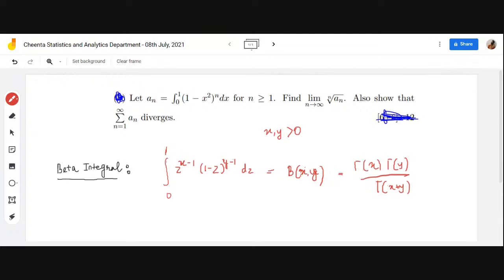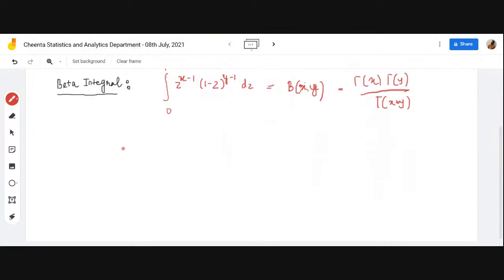Okay, so let's try to convert this integral into this integral. Our integral in this case is what? Integration 0 to 1 of (1 minus x square) whole to the power n dx, for n greater than or equal to 1. So any ideas on how to convert this into a beta integral? Any ideas, guys?